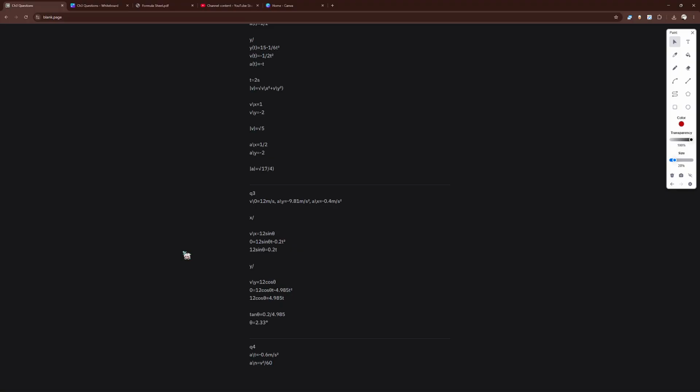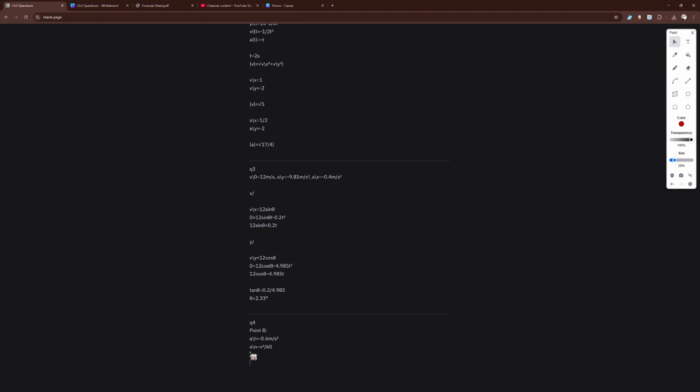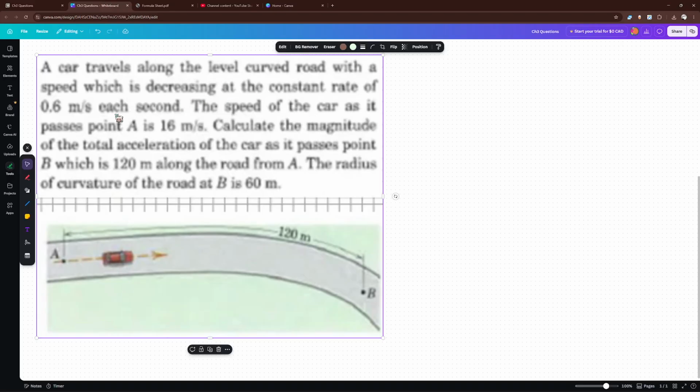And this is at point B, by the way. These are values at point B. We want the speed at point B, so we're solving for this V, basically. We have the speed at A, which is 16 meters per second.